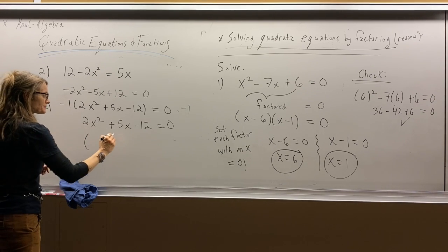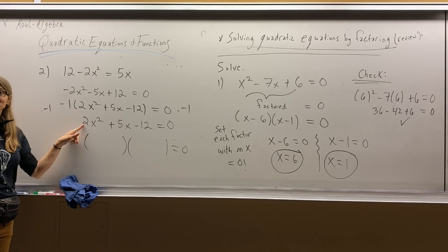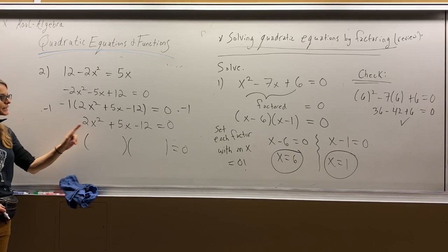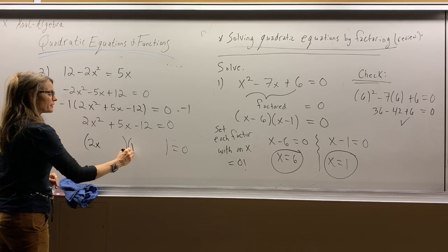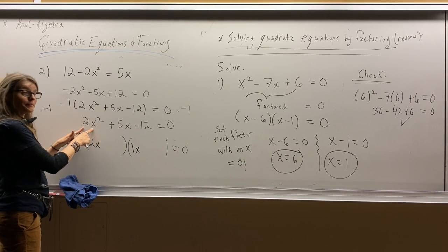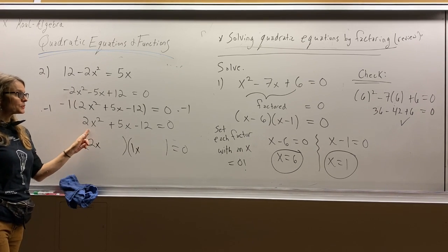Next step. Okay, I have a non-1 coefficient here. So it makes things a little trickier to do, but I want to come up with combos. I like to do trial and error. Combos that make up this first term, 2x and x. So 2x times 1x is 2x squared.